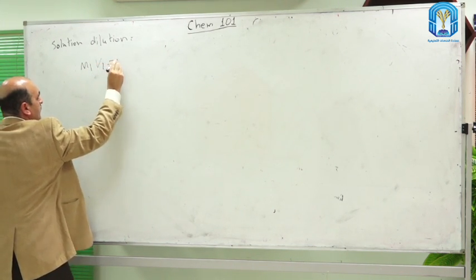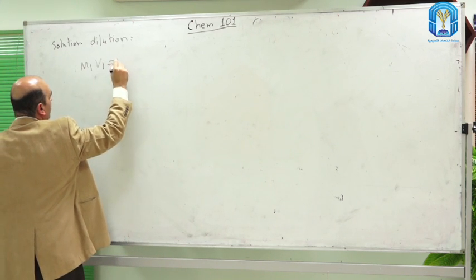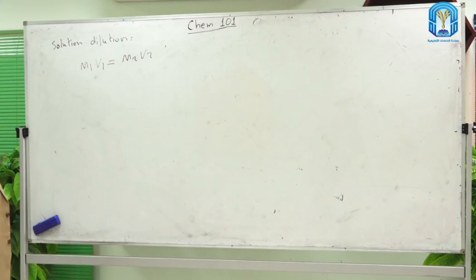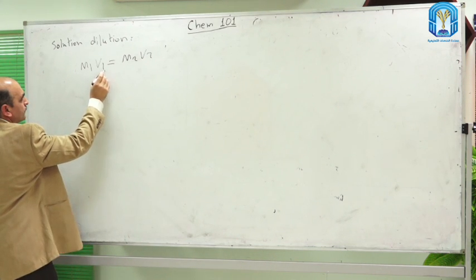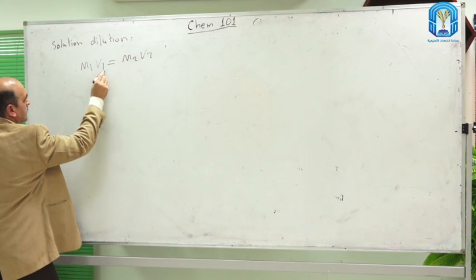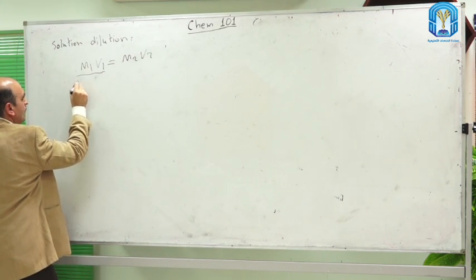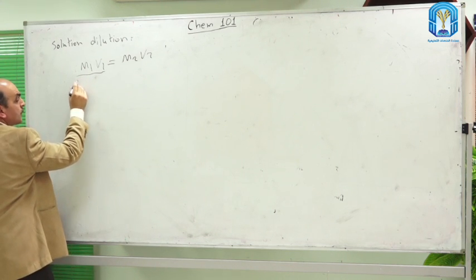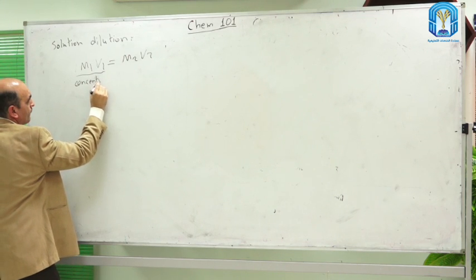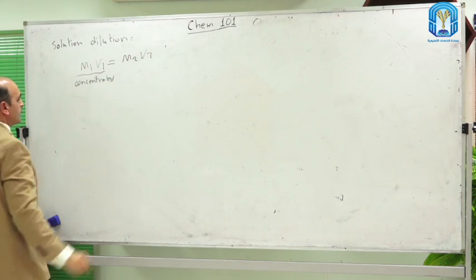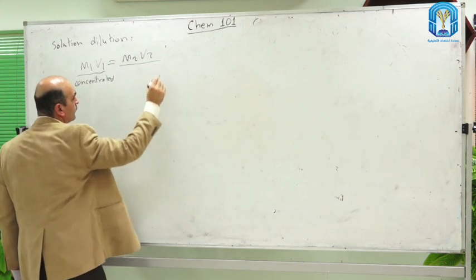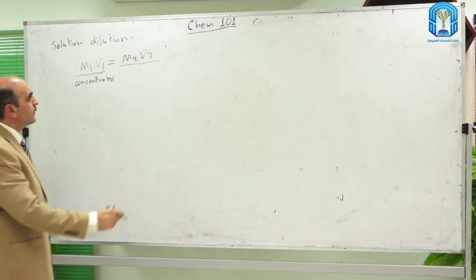And this is expressed in the equation M1 V1 equals M2 V2. M1 V1 is the molarity and the volume of the stock solution, which is the concentrated solution, and M2 V2 is the molarity and volume for the final solution.